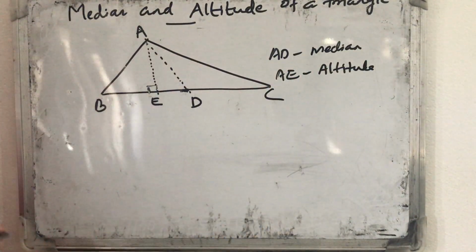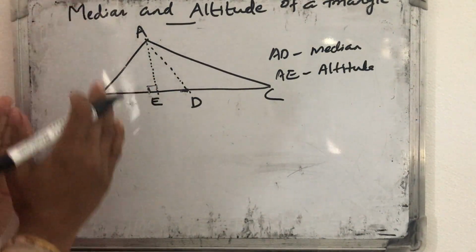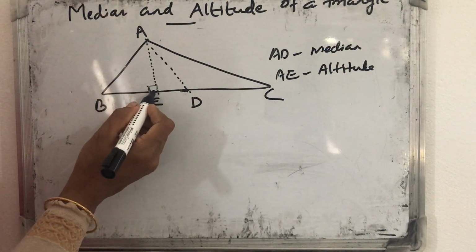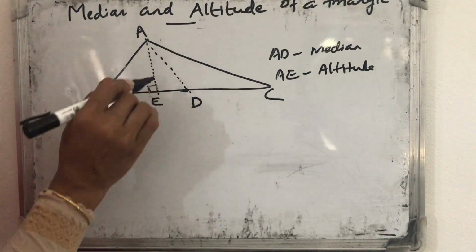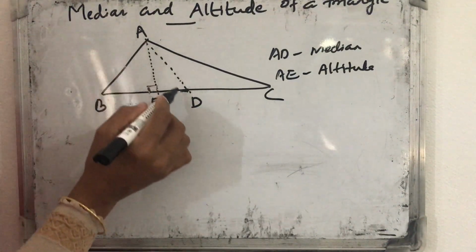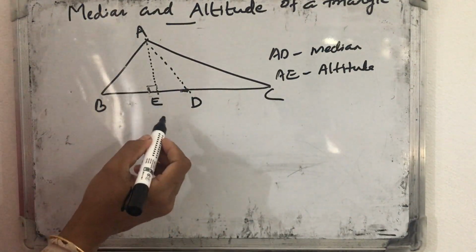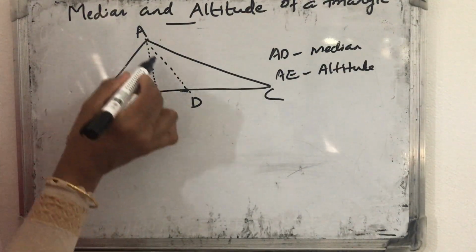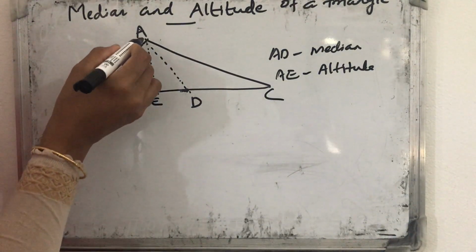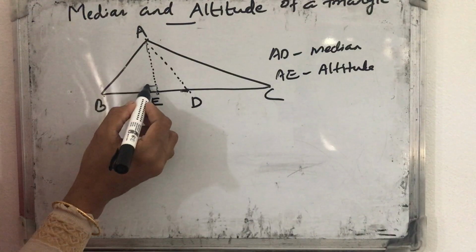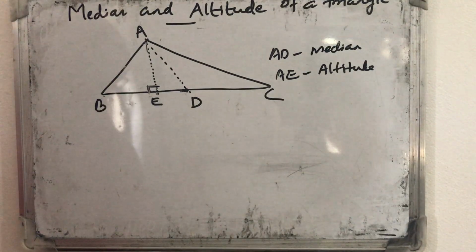Okay, do all of you understand the difference between median and altitude? Altitude will be a line segment perpendicular, making an angle of 90 degrees here. It should not be the midpoint of BC. But median is a line segment joining from one vertex to its opposite side at the midpoint of its opposite side. The midpoint of BC is D, so this line segment is called median. And for altitude, the line segment should be joining with a perpendicular angle or 90 degree angle.